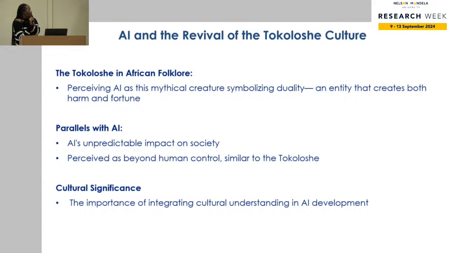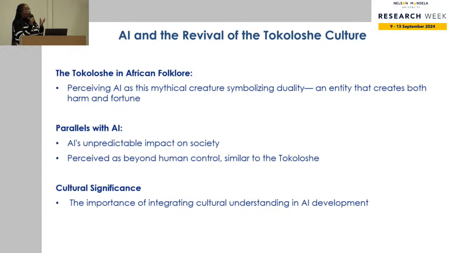We have the revival of the Tokolosho culture, where the Tokolosho is an African folklore. Most people know it as a mythical creature that is seen as an entity that can do harm and also create fortune. And this parallels with AI, in the sense that AI can be a very great tool, like we've heard from the other speakers. In the same breath, it can also cause unpredictable impacts on society, like I've mentioned about the job losses and all of that.